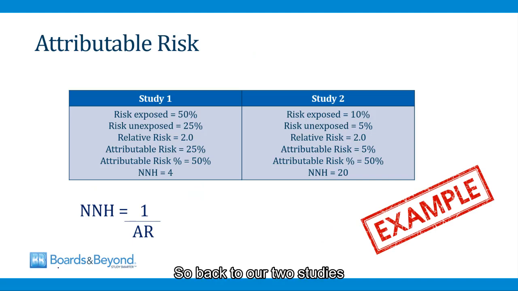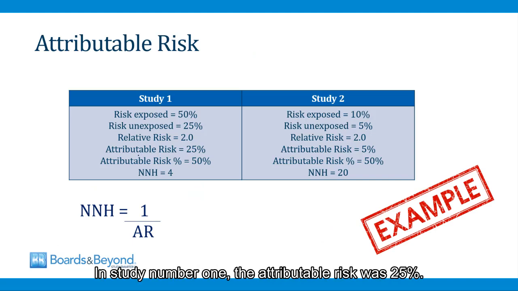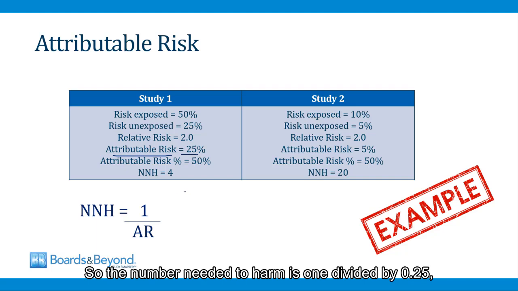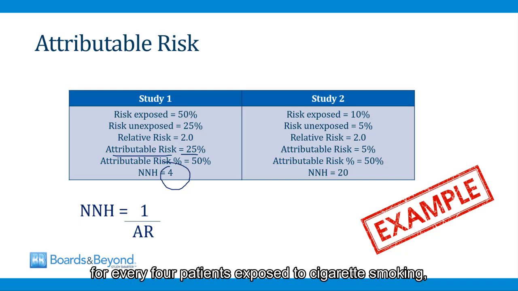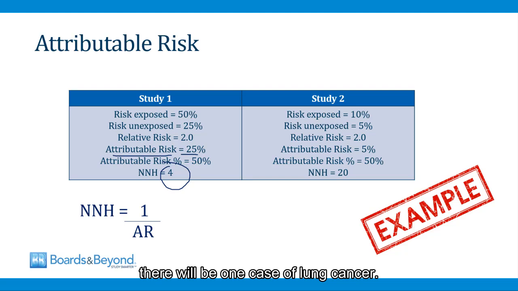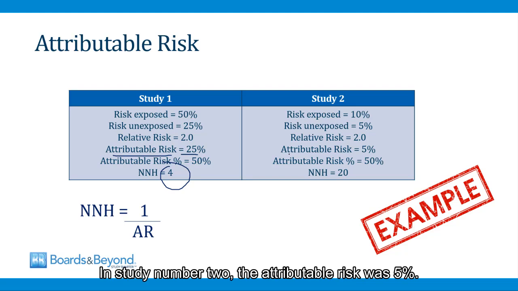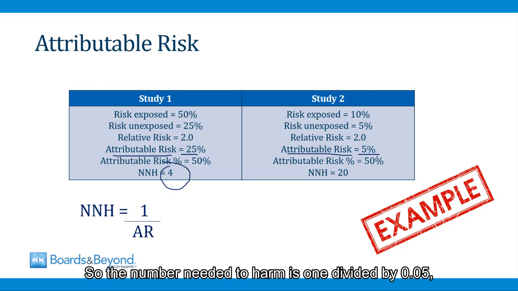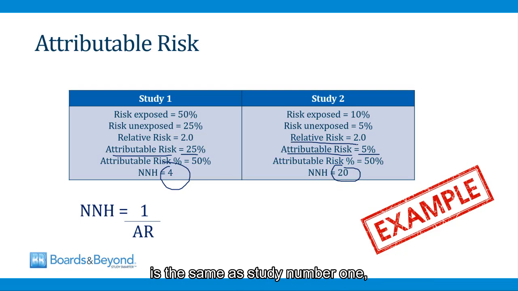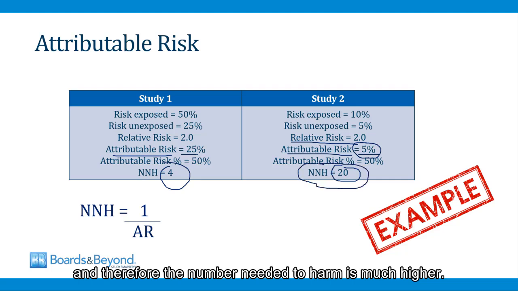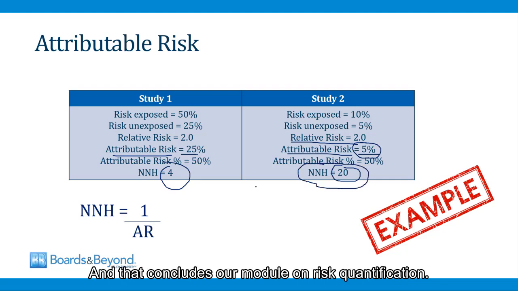So back to our two studies that we've been using as examples. In study number 1, the attributable risk was 25%. So the number needed to harm is 1 divided by 0.25, which is 4, and this means that on average, for every 4 patients exposed to cigarette smoking, there will be 1 case of lung cancer. In study number 2, the attributable risk was 5%, so the number needed to harm is 1 divided by 0.05, and that's equal to 20. So for this study, even though the relative risk is the same as study number 1, the attributable risk is much lower, and therefore the number needed to harm is much higher. And that concludes our module on risk quantification.